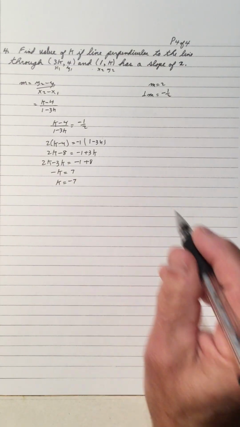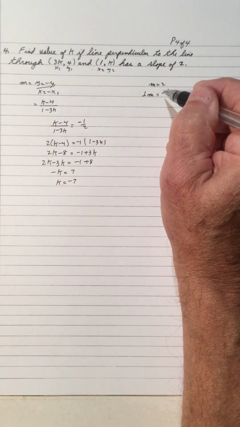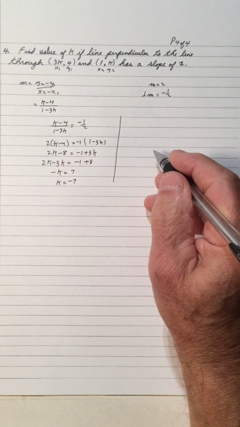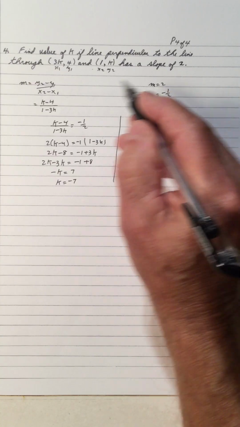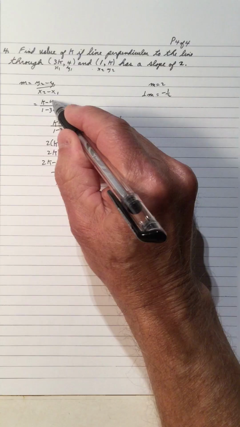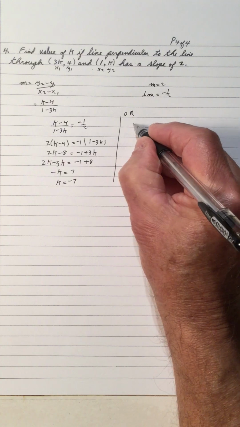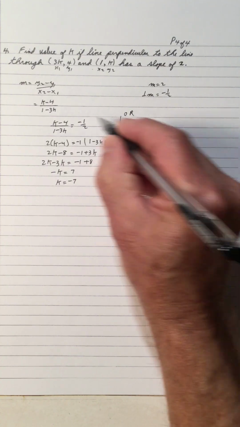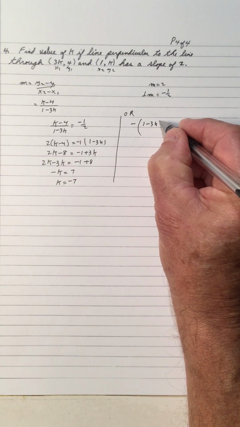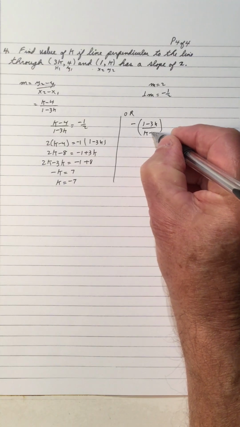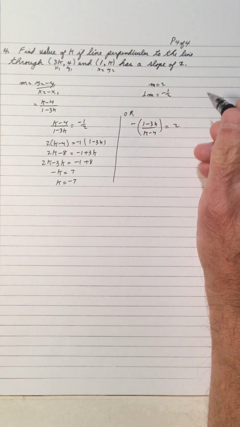So that's one way, which is the easiest way. We let this equal the negative 1/2 and solve it out. But another way would be to say, well, if this is 2, then the negative reciprocal of this one is going to be 2. So if I take the negative reciprocal of this slope, that's 1 minus 3k over k. So the negative reciprocal of this is equal to this one.